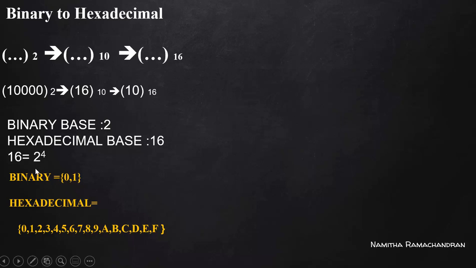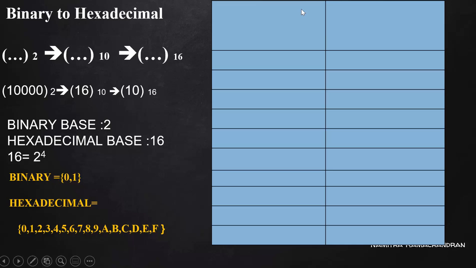So based on this relation, here we can generate one table that maps each hexadecimal value to the corresponding binary values. Here we want to list all the powers of 2 which are less than this power 4. So what are the powers? 2 to the power 3, 2 to the power 2, 2 to the power 1, 2 to the power 0. Here 16 is 2 to the power 4.